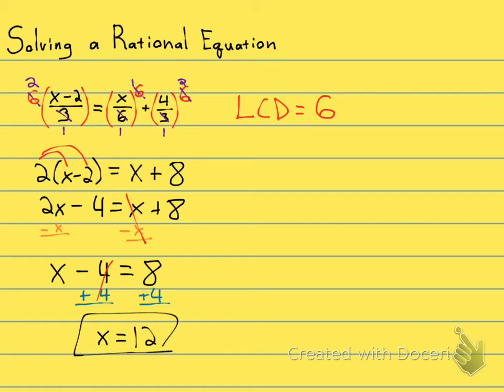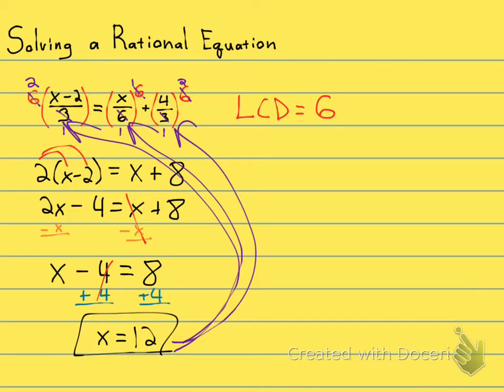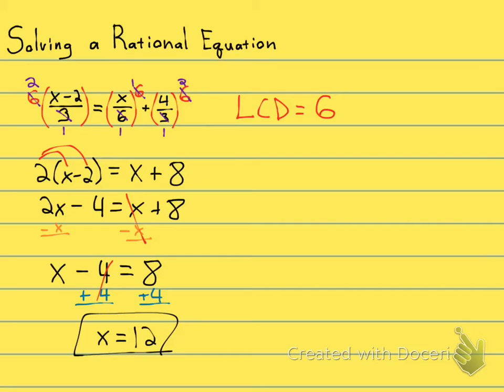Okay, you have to check it to make sure that if you plug the 12 into the denominators, you wouldn't get a 0. And in this case, we have no variables in the denominators, so there's no way to turn these into zeros no matter what you plug in for x. So this one is good.